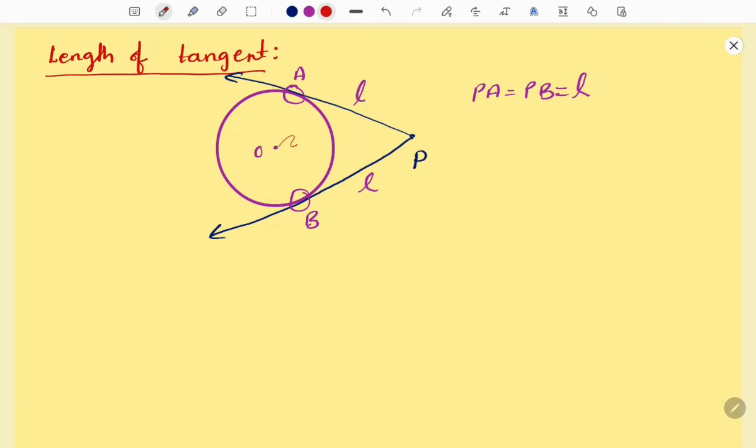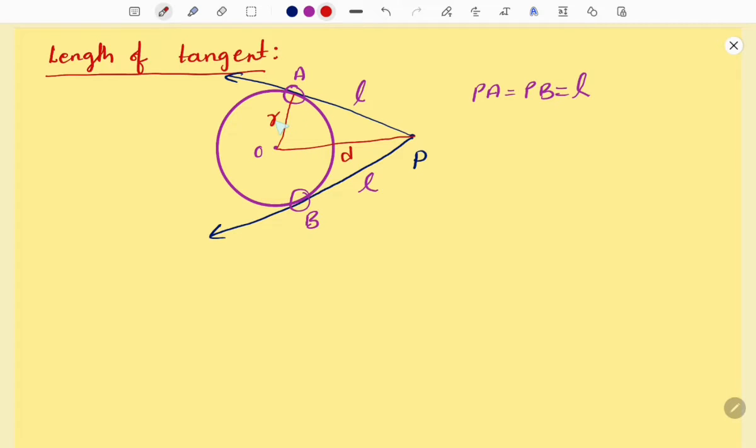Now see, here I can join O to A. This is the radius. Again I can join OP. Here P is the point located at a distance of D units from the center of the circle.